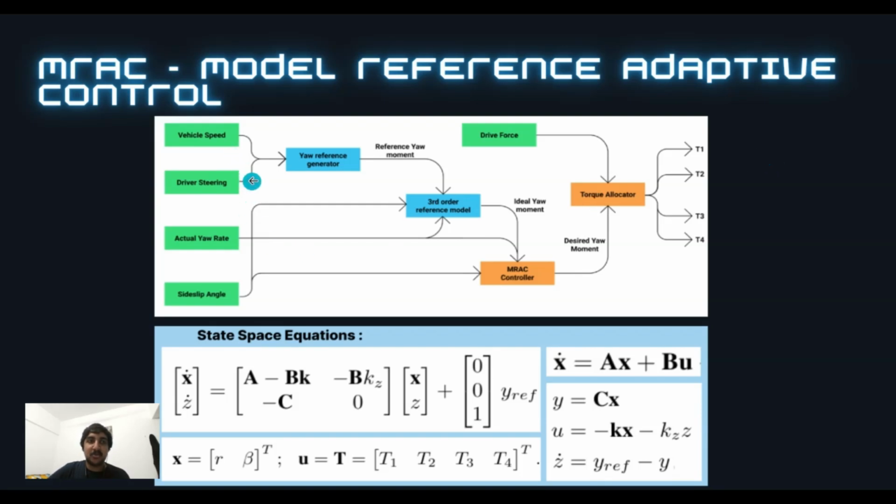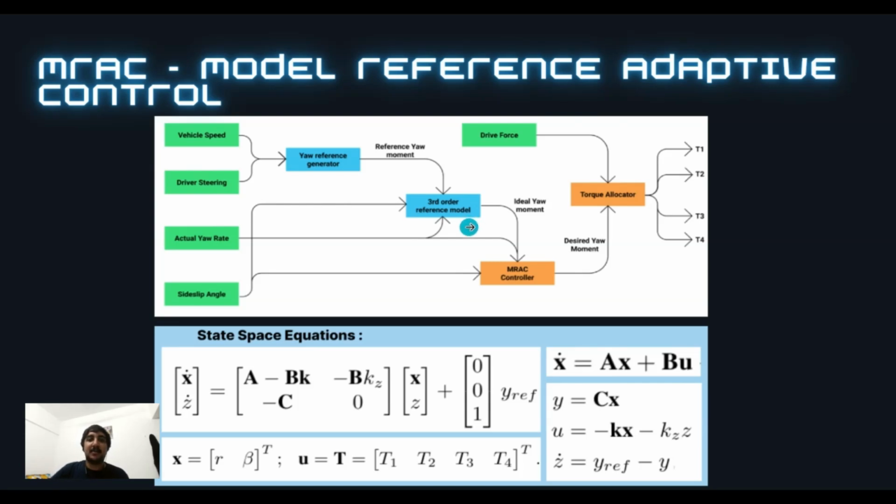As we've discussed before, we do have vehicle speed and driver steering to generate the reference yaw rate, and this goes to a third order reference model. What's meant by this is that when a driver makes an action, like turning the steering wheel, we want the vehicle to react, but it can't react instantaneously. So in a reasonable amount of time, let's say 0.2 or 0.3 seconds, we want the vehicle to reach that desired yaw rate.